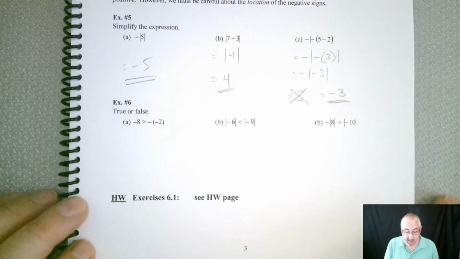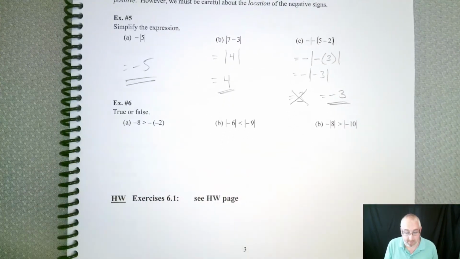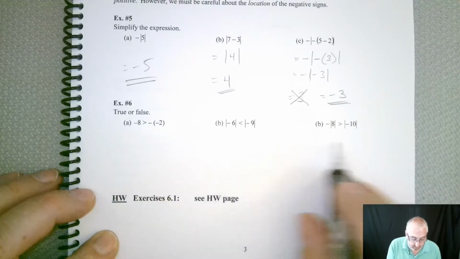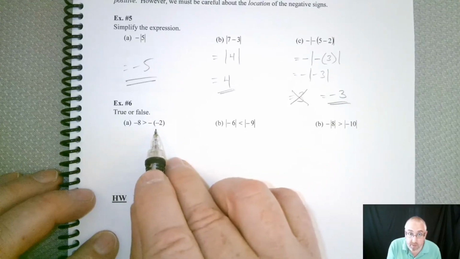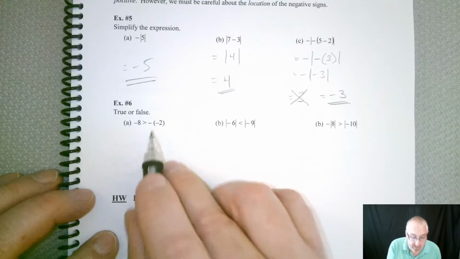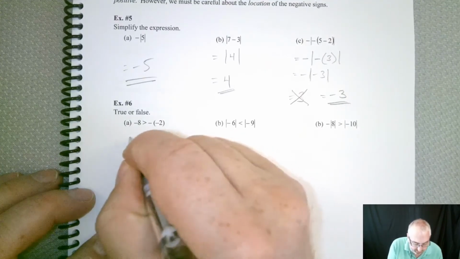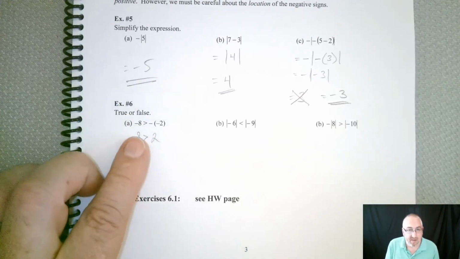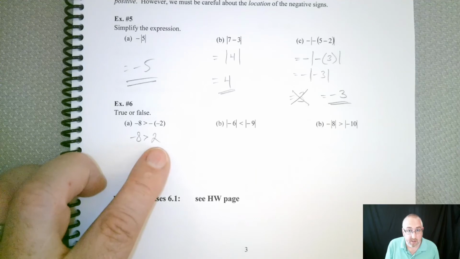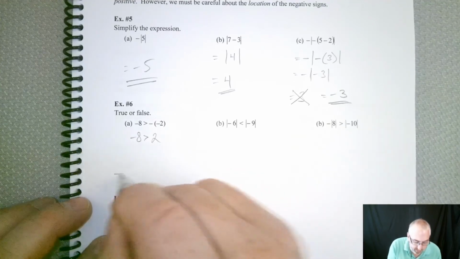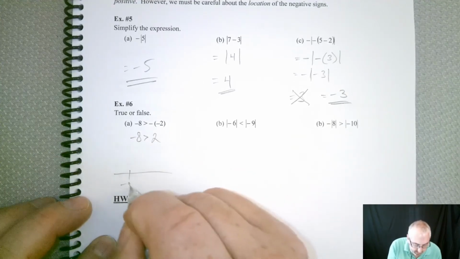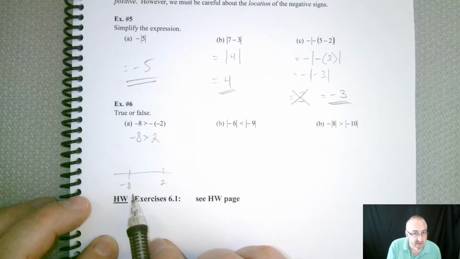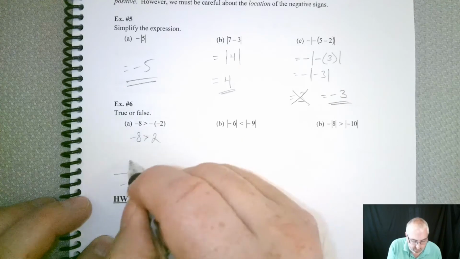All right, so let's tackle this last question, and that will wrap up 6.1. So true or false? Now, in this case, we do have parentheses. So because it is parentheses, we can simplify it to a positive. So now, is negative 8 greater than 2? Remember the number line. So we've got negative 8, we've got positive 2. Negative 8 is to the left, not to the right of 2. So this has got to be false.